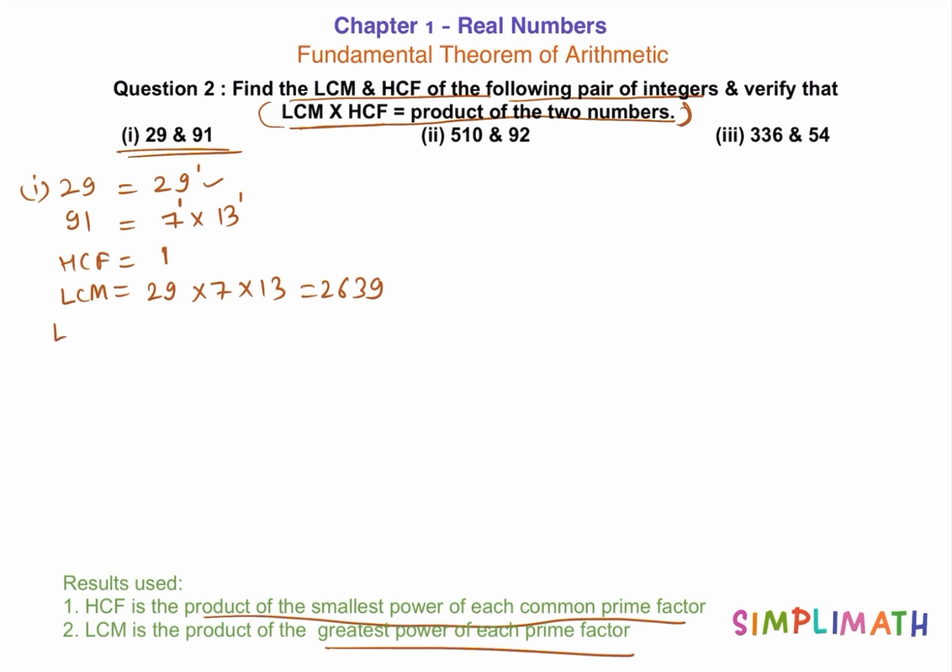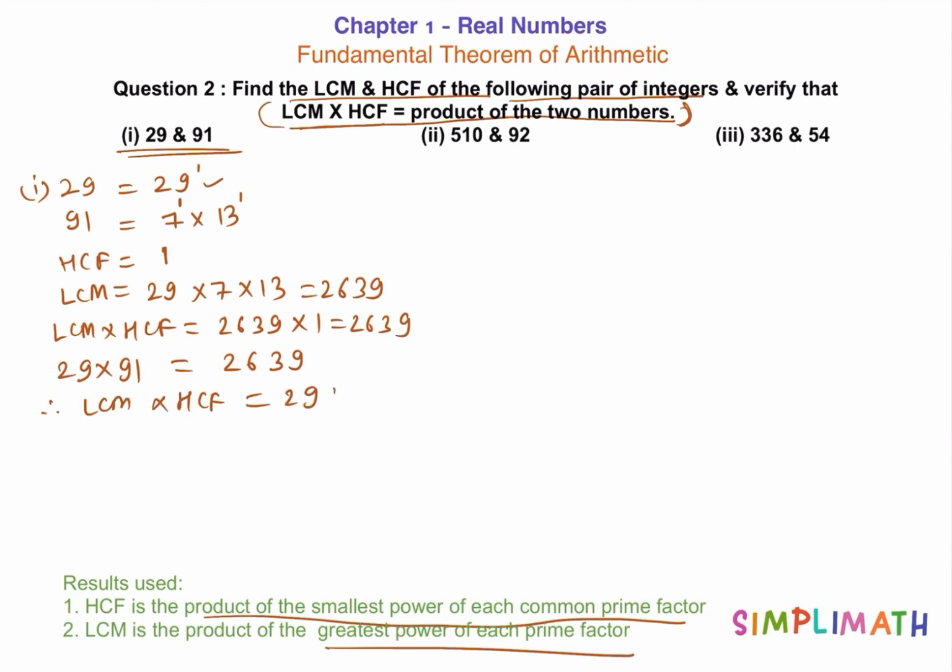So let's find out LCM into HCF. Here it is 2639 into 1, which equals 2639. And let's multiply both the numbers, 29 into 91. If we multiply we get the same number, 2639. So therefore LCM into HCF equals the product of the two numbers. This result holds. Now let's come to question number 2.